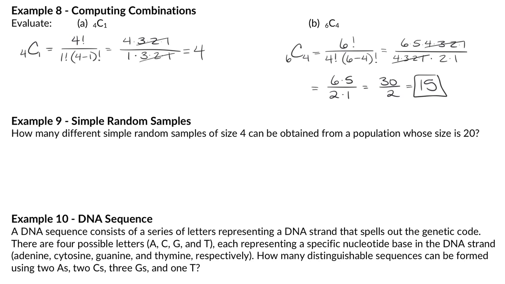Example 9 says, how many different simple random samples, statistics, chapter 1, of size 4 can be obtained from a population whose size is 20? So this is like on that 1.46, whichever one, homework that I gave you where I had you pick those books and you had to write out every single one. How many would you have had to write out if that sample size was 20 and you were picking 4 of them?